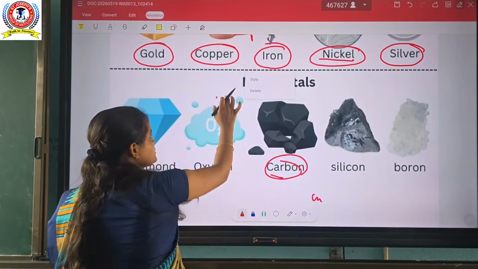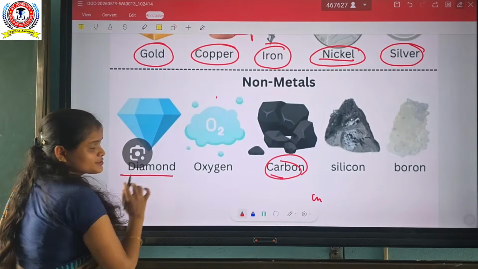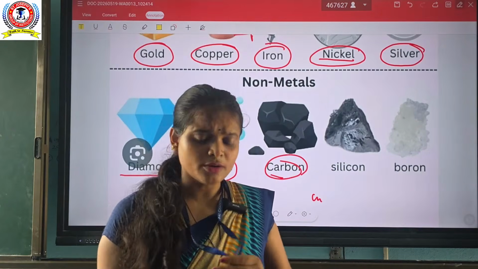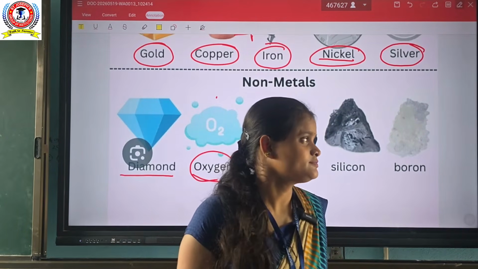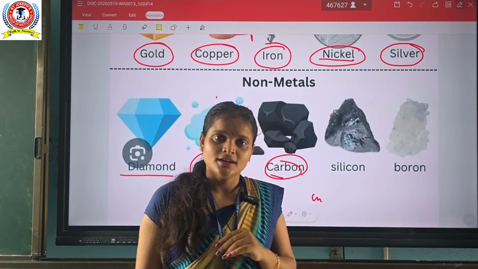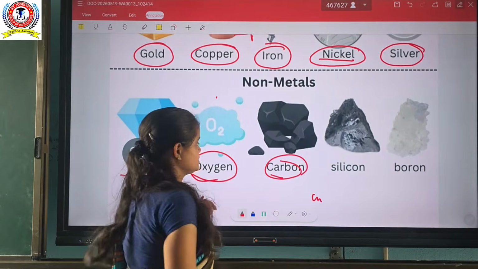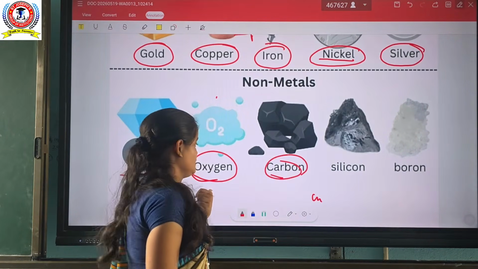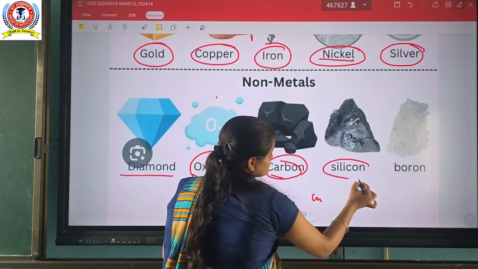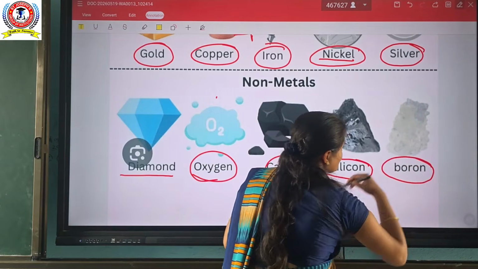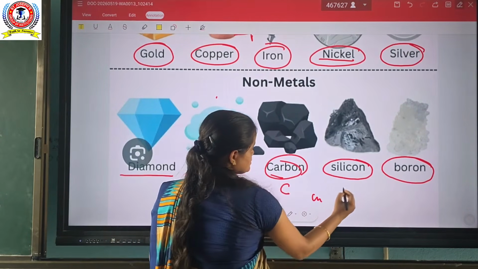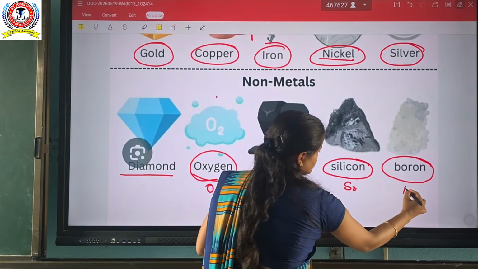First of all, I will show you the picture of that. Then I discuss. Diamond. Oxygen. Can living organisms survive without oxygen? Is it possible to survive without oxygen? Impossible. So oxygen is a non-metal. Can we touch it? No. Carbon, silicon. Carbon is the coal. Then third one is silicon. Last one is boron. The formula of oxygen is O2, carbon is C, then silicon, and boron.